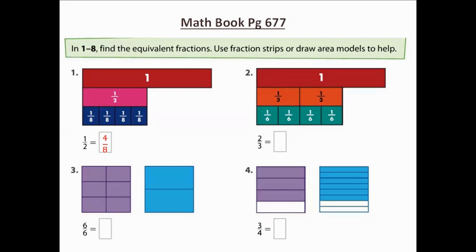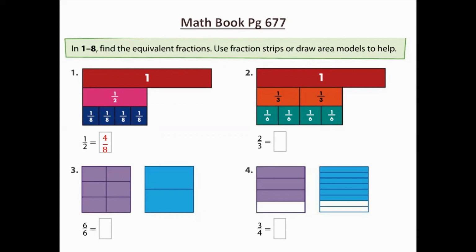Let's try the second question. Question number 2, 2/3. The area of 2/3 is the same as the area of how many sixths? 1, 2, 3, 4. So 2 over 3 equals 4 out of 6. So 2/3 equals 4/6.